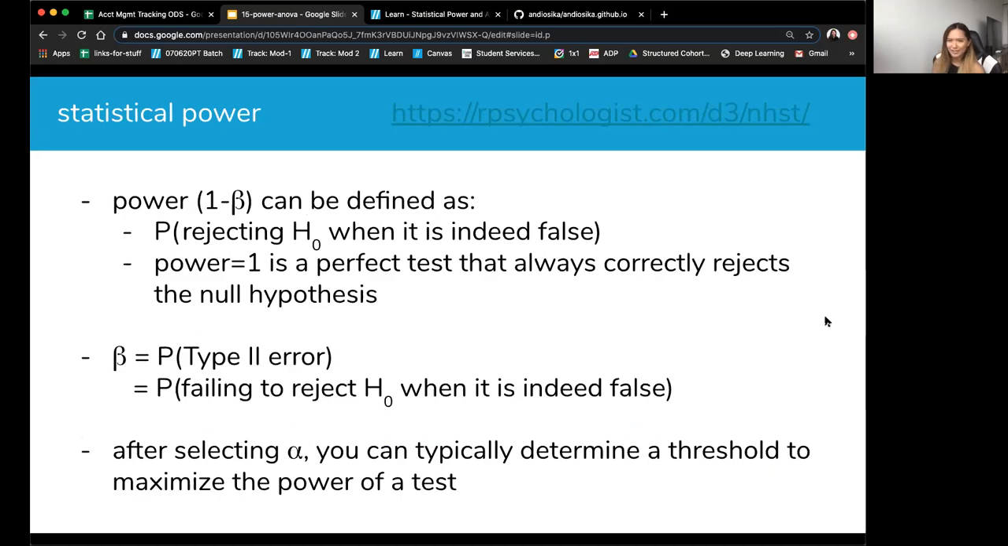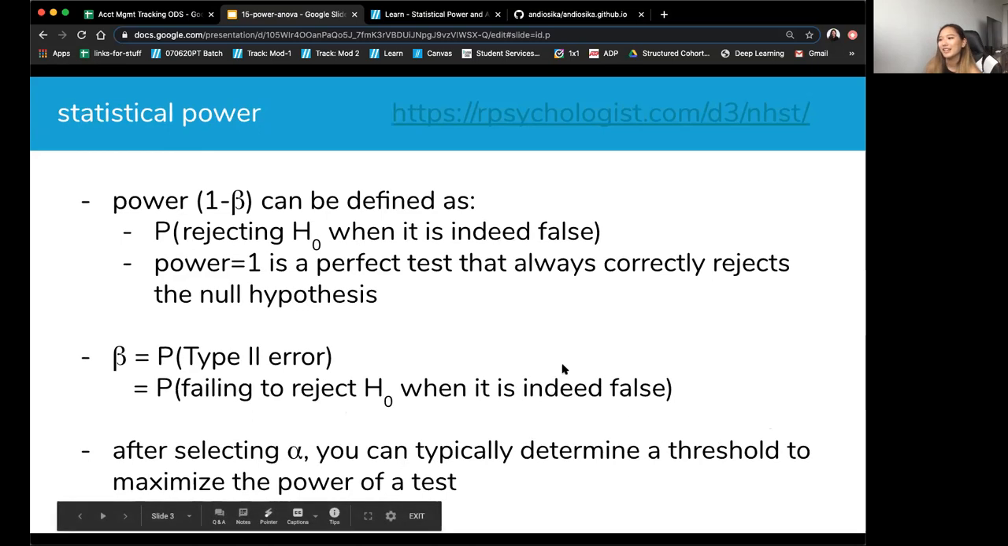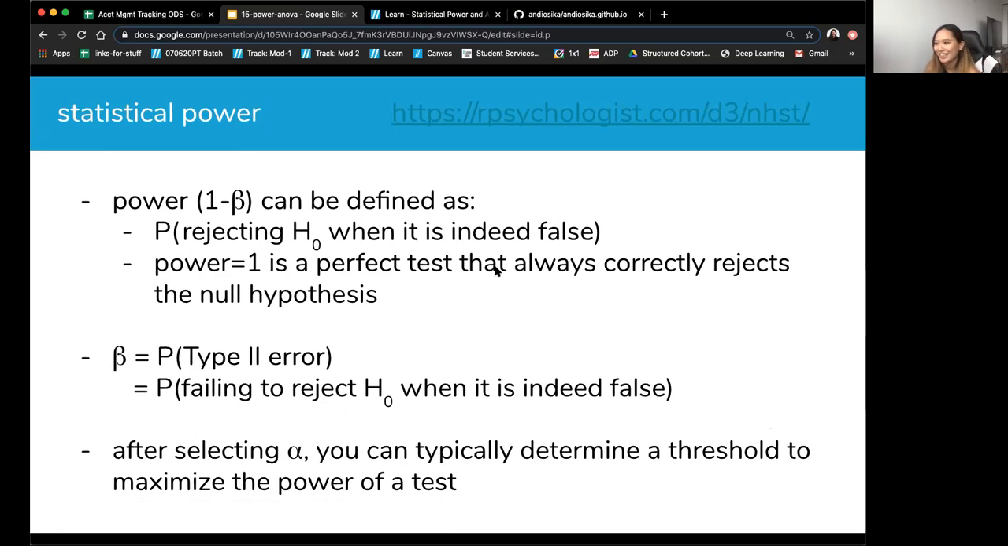All right, so power, I think we touched on this a little bit in the last study group. Another definition of power is the probability of rejecting the null hypothesis when it is indeed false. So it is the opposite of a type 2 error. So up here we have one definition, 1 minus beta. So power is 1 minus beta, rejecting the null hypothesis when it is indeed false. So correctly rejecting the null hypothesis, which is the opposite of the probability of a type 2 error, which is failing to reject the null hypothesis when it is indeed false. And then here, power equals 1 is a perfect test that always correctly rejects the null hypothesis.